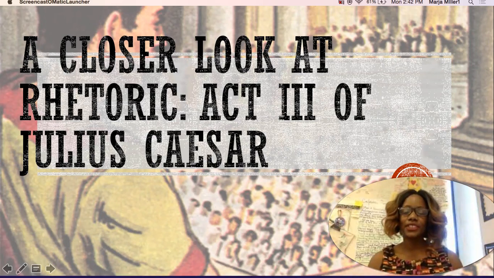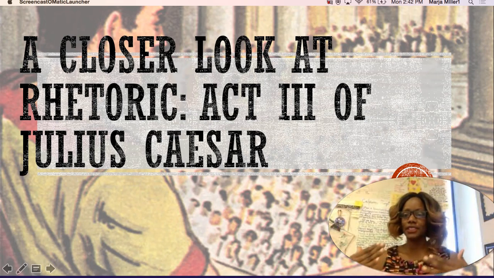Hi class, it's Miss Miller, and today we're going to continue our discussion on the rhetorical devices used in Shakespeare's Julius Caesar. More specifically, we're going to look at Act 3 of the play. This is the part where Caesar dies, right? He's finally stabbed to death. It took a long time to get to that point.